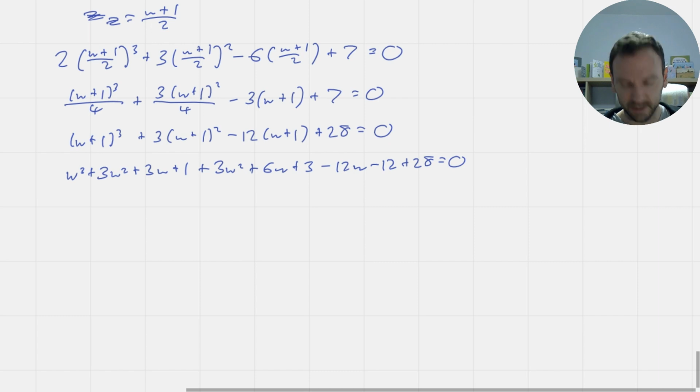Let's now simplify this down. So we've just got 1w cubed. We've got 3w squared and another 3w squared, so 6w squared. We've then got plus 3w plus 6w minus 12w, which is going to give us subtract 3w.